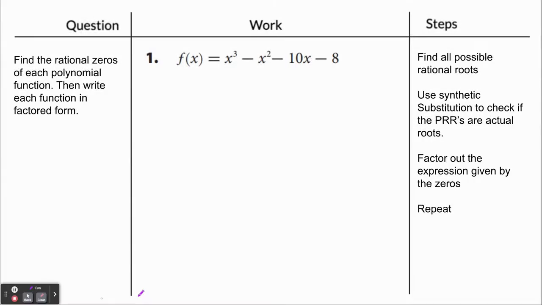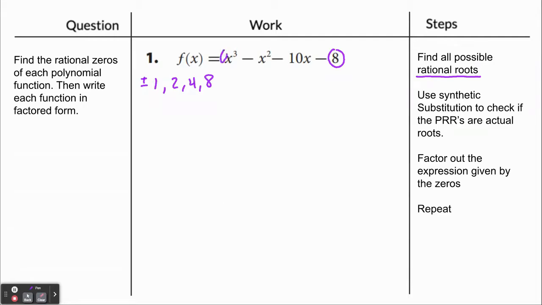Here we're asked to find the rational zeros of each polynomial, then write each function in factored form. So the first thing that we have to do is use the rational root theorem to find all of the possible rational roots. And basically with that, we have to find all of the factors of our constant, which the factors of 8 are 1, 2, 4, and 8. And don't forget that's positive or negative any of those numbers.